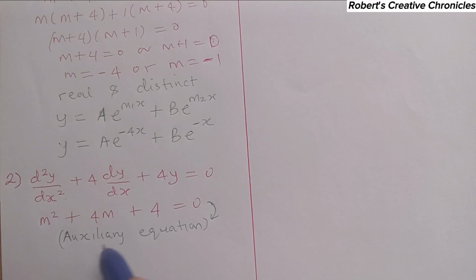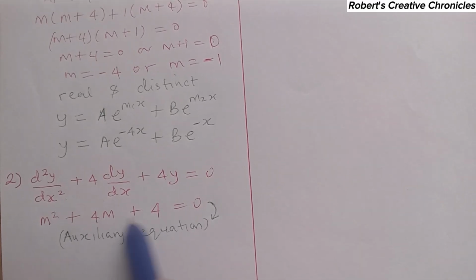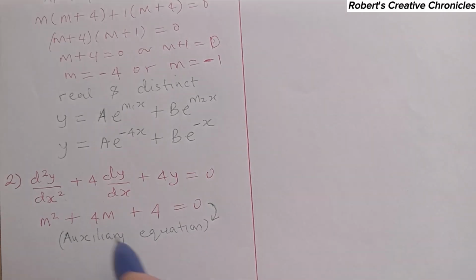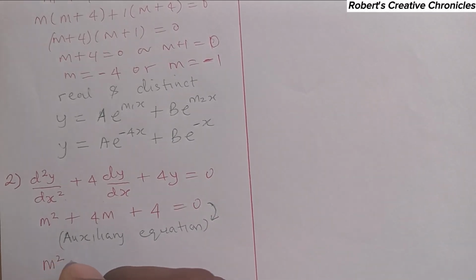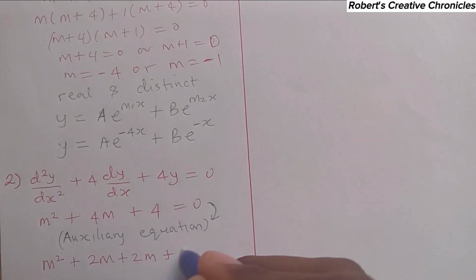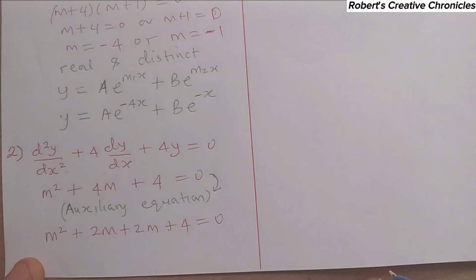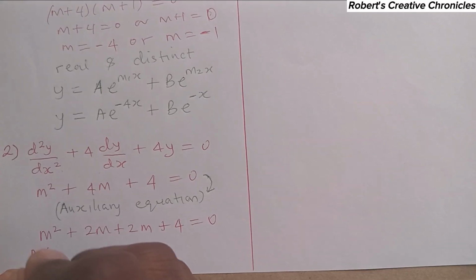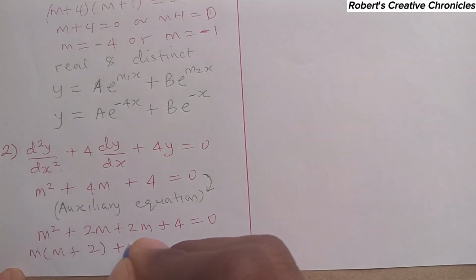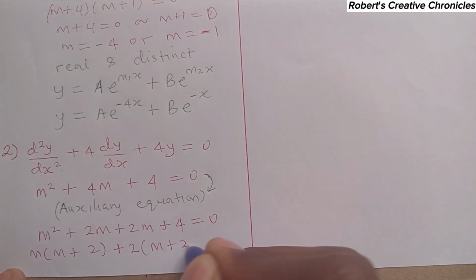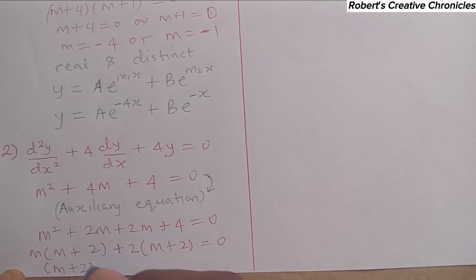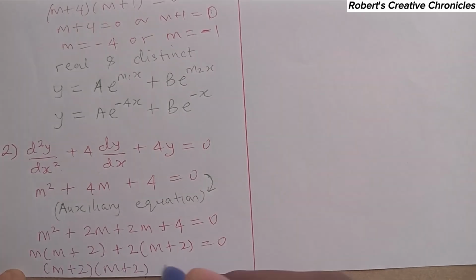So this one, by merging, this is 4m squared. 2m will multiply to give us 4m squared, and 2m plus 2m is 4m. So m squared plus 2m plus 2m plus 4 is equal to 0. So this becomes m plus 2 times m plus 2 equals 0.